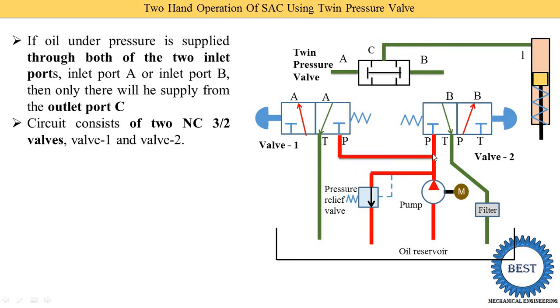Means the outlet of the pump is connected with both directional control valves, valve 1 and valve 2. Here you also see that in the first position, the pressure port of directional control valve 1 is closed. In that condition, that is closed, which means pressurized oil is not supplied to the twin pressure valve.